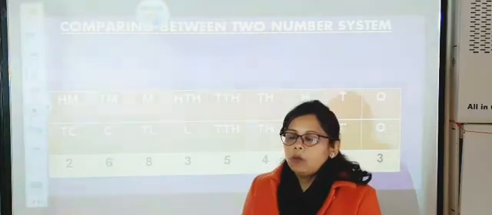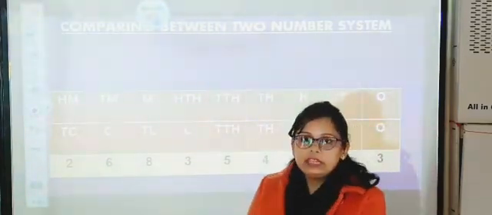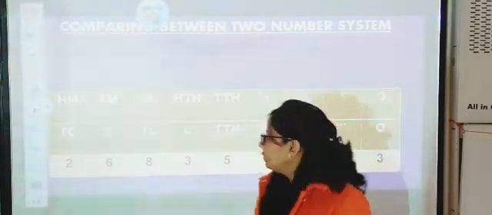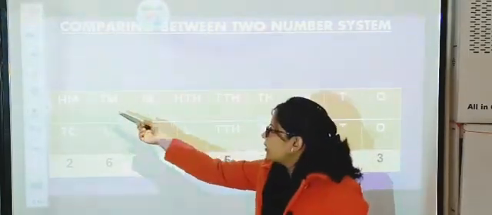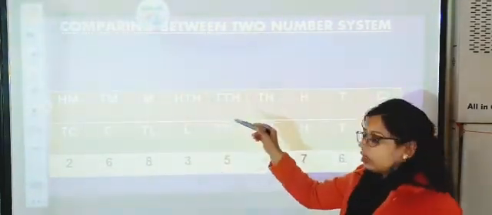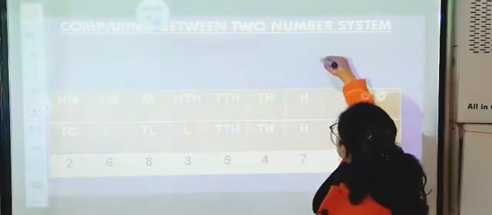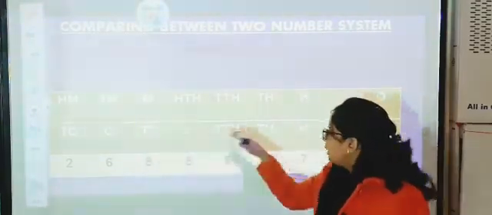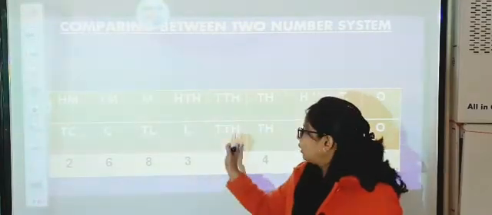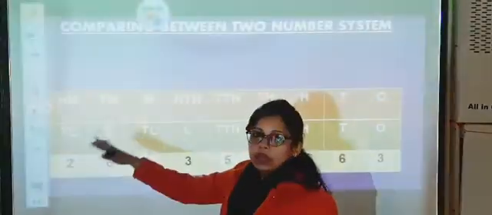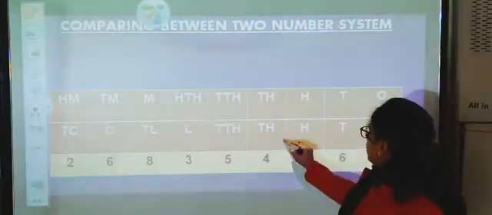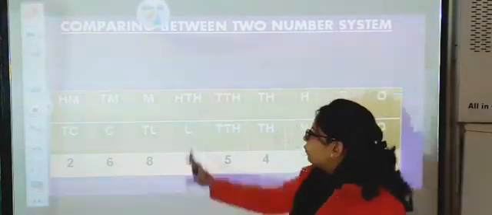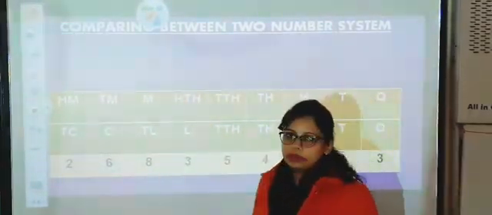So let's compare how the two number systems differ and where they are similar. Here in the first column you can see the places written according to the international number system. In the second column, ones, tens, hundreds, thousands, 10,000, lakh, 10 lakh, crore, 10 crore, are the places according to the Indian number system. So first is international, second is Indian.